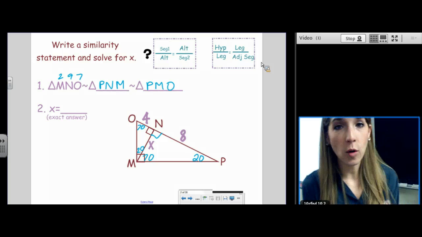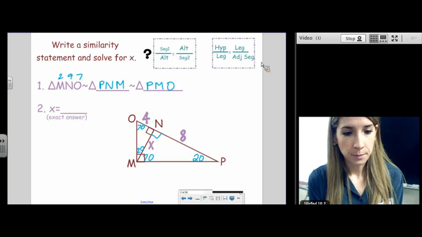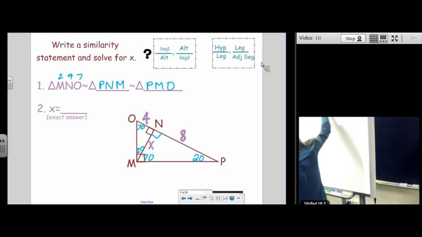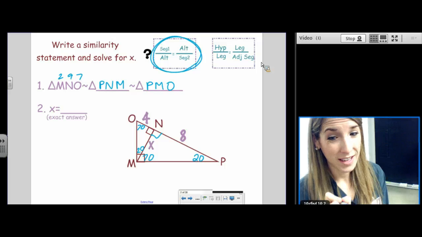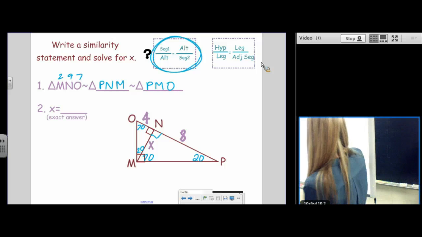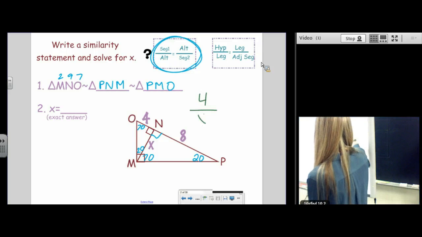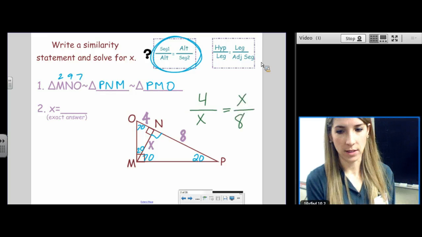All right, now let's solve for x. X is a leg or an altitude of the big triangle. It's an altitude, so this is the chosen formula. Hint, hint, maybe you only need to memorize that one. Okay, so a segment of the hypotenuse over the altitude equals the altitude over the other segment of the hypotenuse.